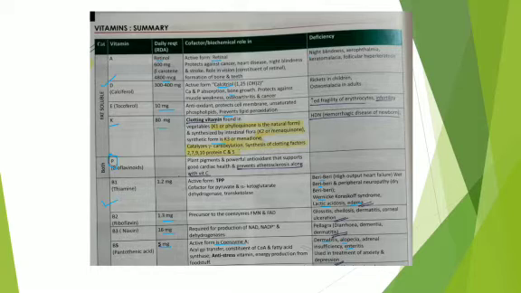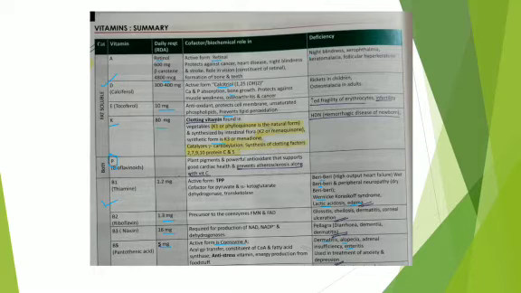Vitamin B3 deficiency leads to pellagra. Another name for B3 is niacin. Daily requirement is 16 milligrams. Pellagra presents as diarrhea, dementia, and dermatitis. Next, vitamin B5. Another name is pantothenic acid.